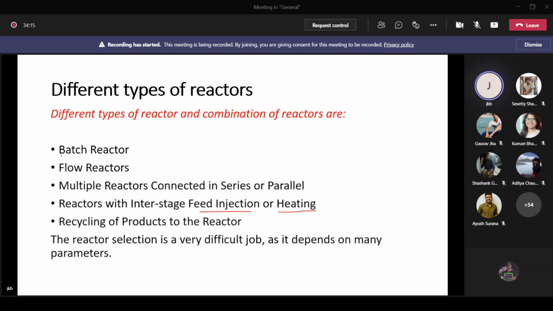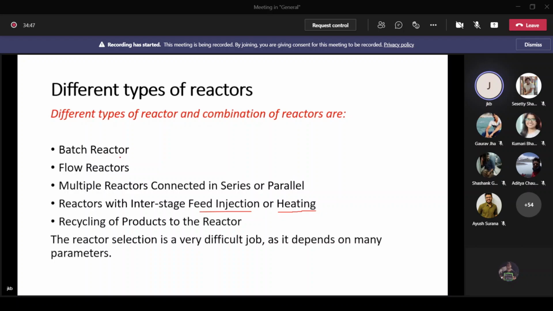If you want to prepare paracetamol, then what will be the type of reactor? You know this type of material capacity is very low. We cannot go for a tonnage plant, that is 100 tons, 1000 tons capacity. So capacity will be very low, but at the same time high purity is required.